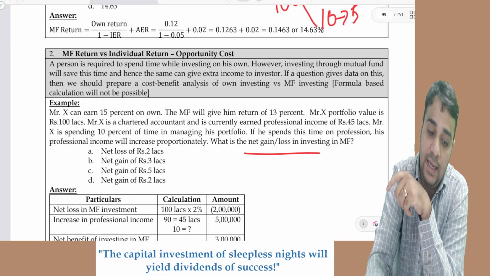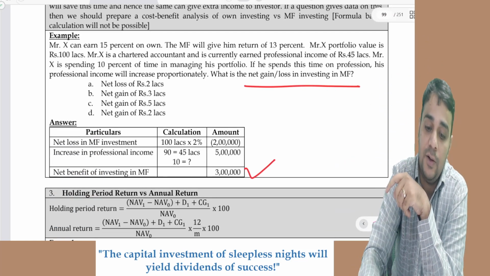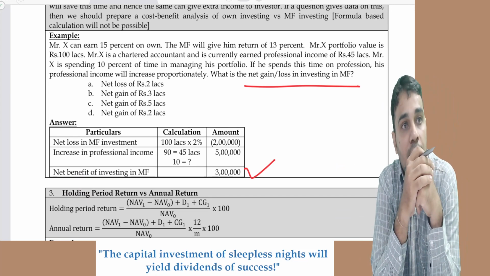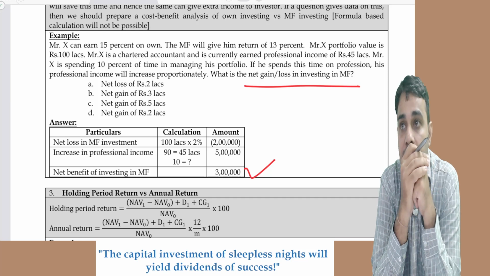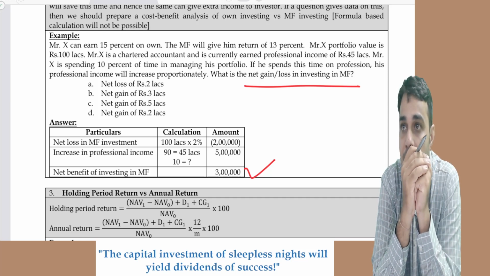What is the net gain or loss in investing in MF? There is a net gain of 3 lakh rupees by investing in mutual fund. Clear? Any doubts on this?